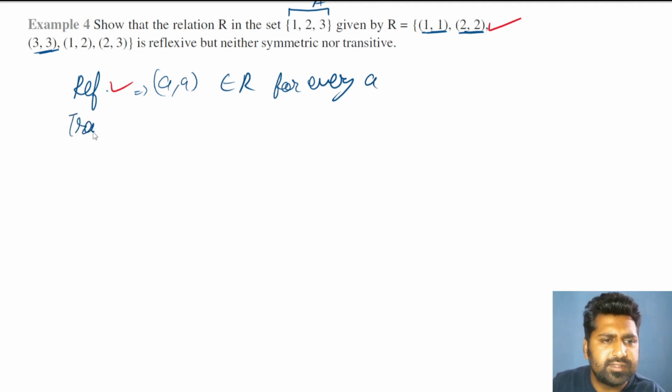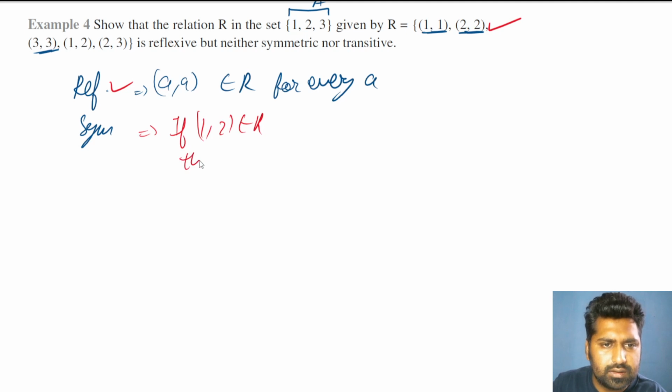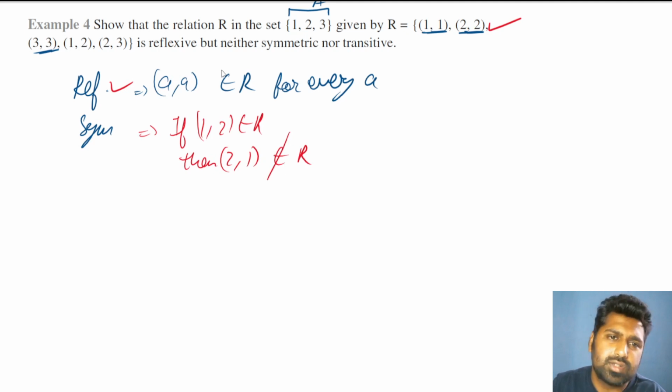Next is symmetric. Symmetric says if (1,2) is there, then (2,1) should have been there. Is (2,1) present? No. So if (1,2) belongs to R, then (2,1) should belong to R, but it does not. So therefore not symmetric. And finally your transitive.